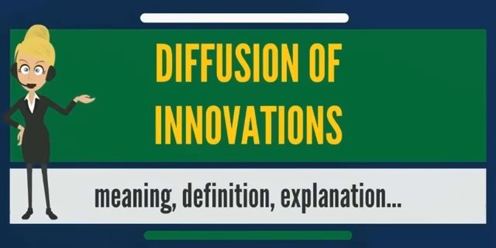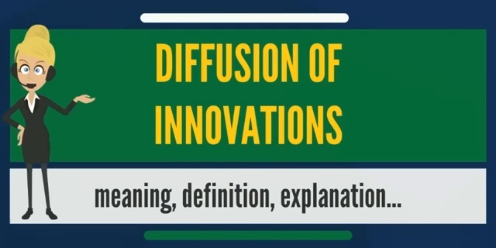Diffusion of innovations is a theory that seeks to explain how, why, and at what rate new ideas and technology spread. Everett Rogers, a professor of communication studies, popularized the theory in his book Diffusion of Innovations. The book was first published in 1962, and is now in its fifth edition, 2003.